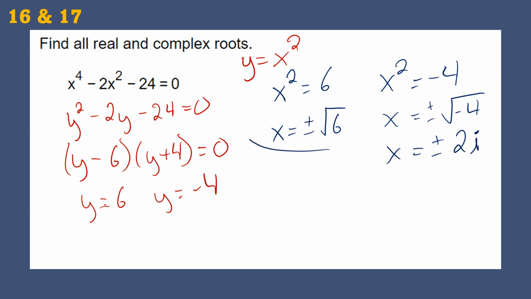So I have two real roots. They're irrational, but they're real. And two imaginary roots, or complex roots.